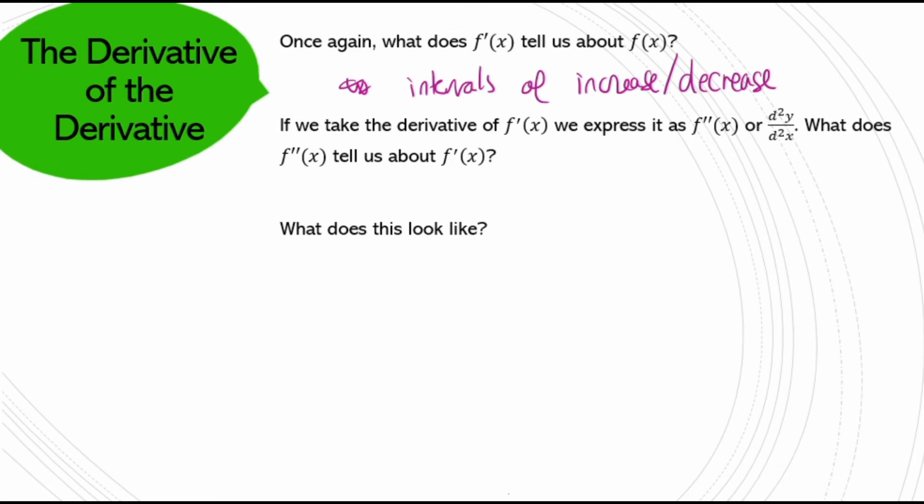Now let's talk about the derivative of the derivative. So f double prime, fancy way with a 2 in it. What does that mean? I'm just going to take whatever I found to be the derivative and differentiate it again to find the double derivative. So what could f double prime of x tell us about f prime of x? So it's still going to be intervals of increase or decrease, but it's of the slope. So it's going to tell us if the slope is increasing or decreasing.